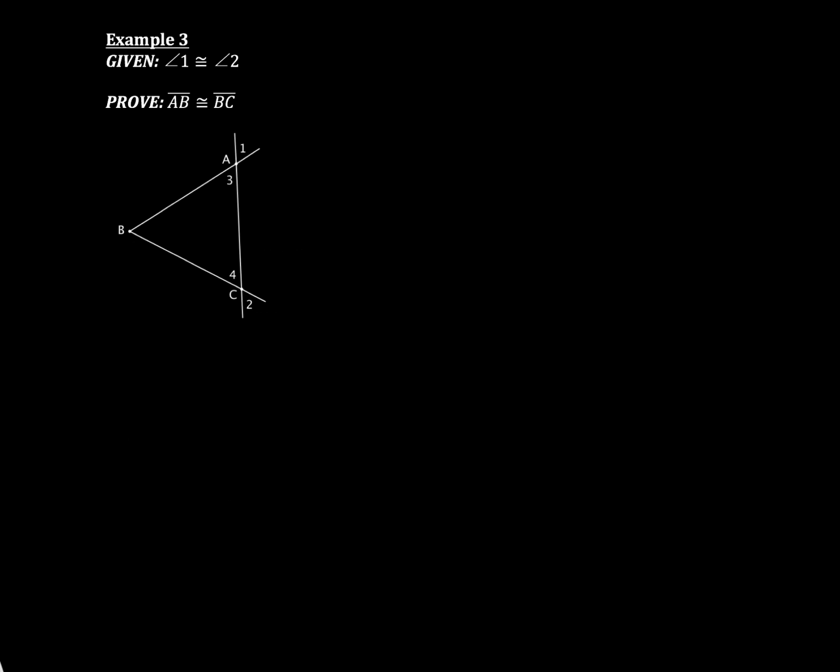The last thing that we're going to look at is a real quick proof involving these ideas that we've talked about in this video. I have this picture here with a triangle ABC, and I'm given that angle 1 is congruent to angle 2. I'm supposed to prove that segment AB is congruent to segment BC. So how am I going to do that?